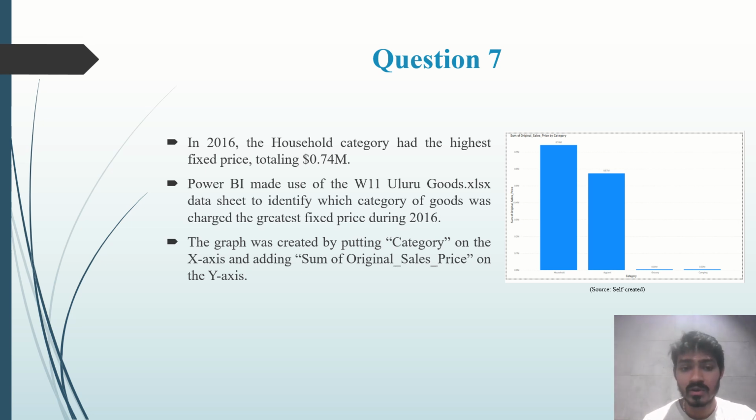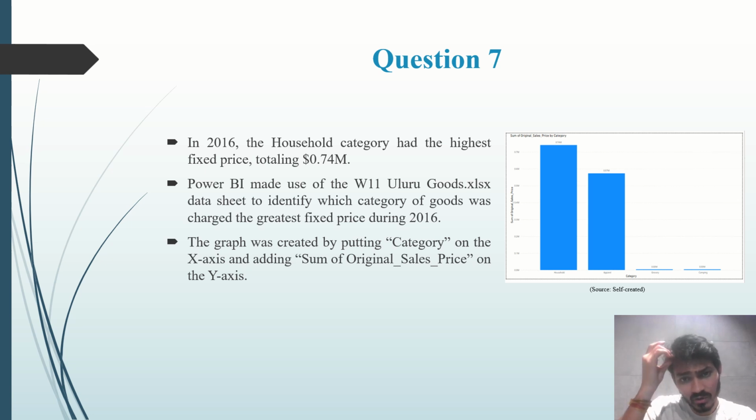If I'm talking about this chart, which I can show on the screen, it's showing the particular household category which had the highest fixed price in the year 2016. This graph was made by putting category on the x-axis and adding the sum of its original prices on the y-axis. The household category had the highest fixed prices, totaling 0.74 million, which is quite amazing for 2016.